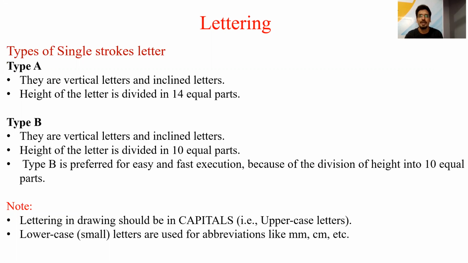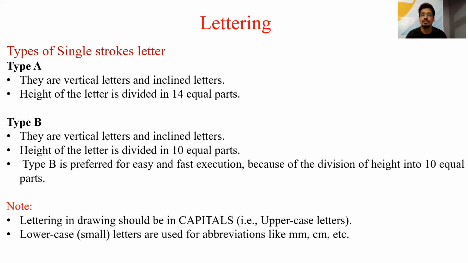Now the single stroke letters are of two types, that is type A and type B. Type A and type B both have vertical and inclined letters. But the difference is about the height of the letter. In type A, the height of the letter is divided into 14 equal parts, and in type B, the height of the letter is divided into 10 equal parts.